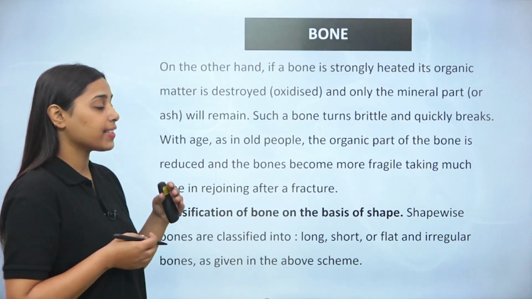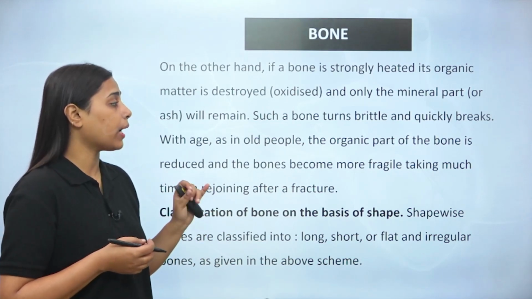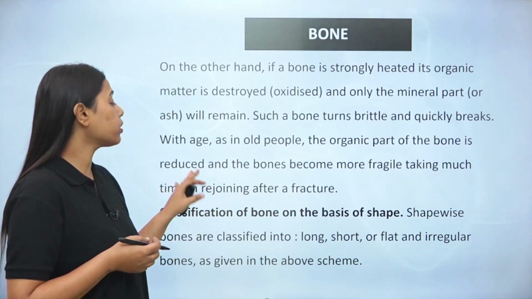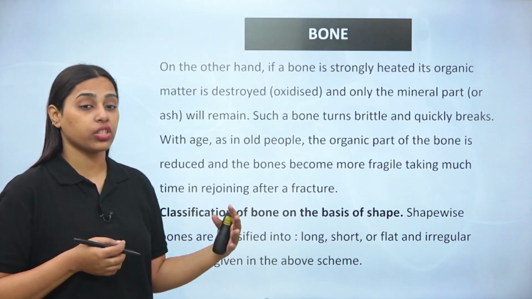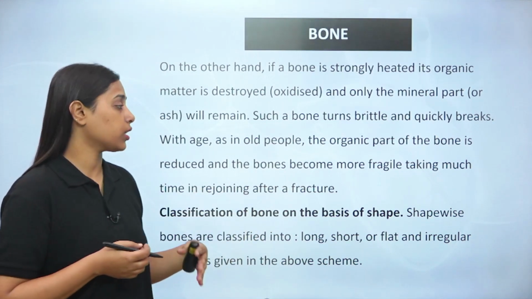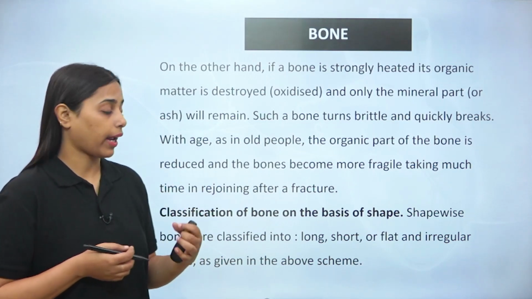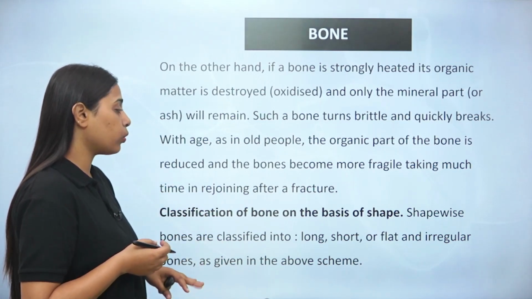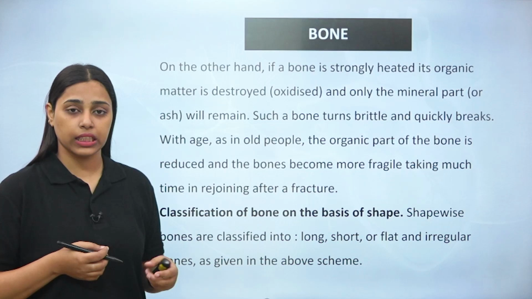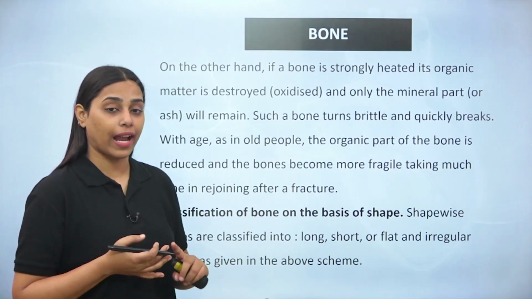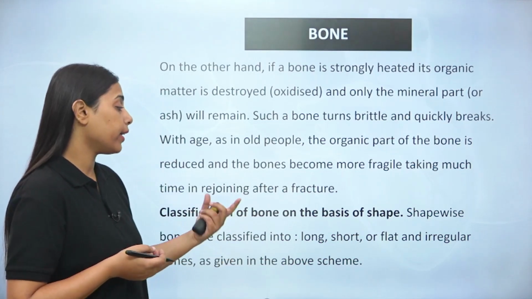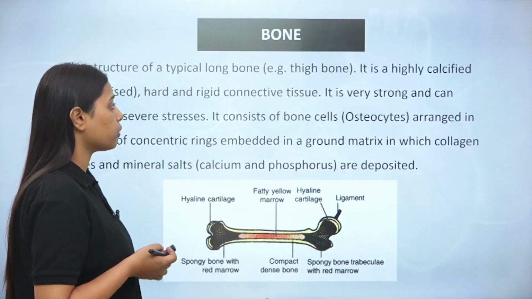With age, as in old people, this organic part of the bone is reduced and the bones become more fragile, more prone to fractures, and take much time in rejoining also if there is a fracture. So classification of bone on the basis of shape, we have just seen that long bones, short bones, flat bones, and irregular bones. So we have seen those structures.